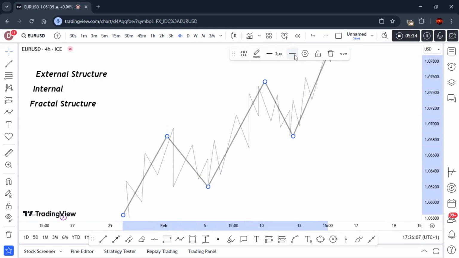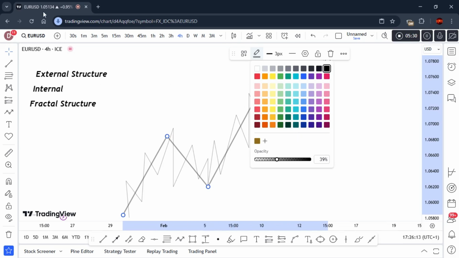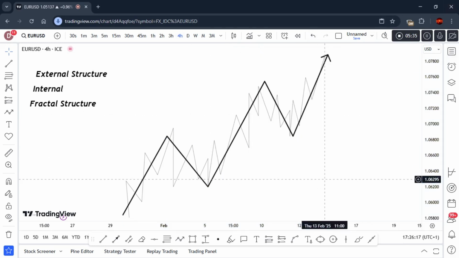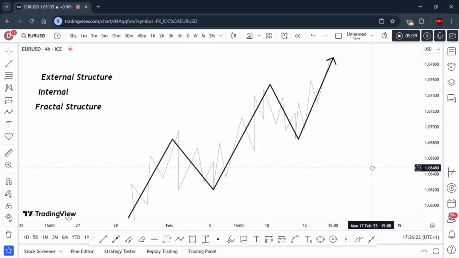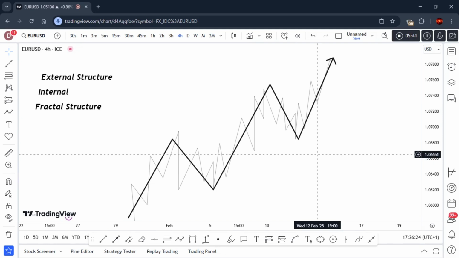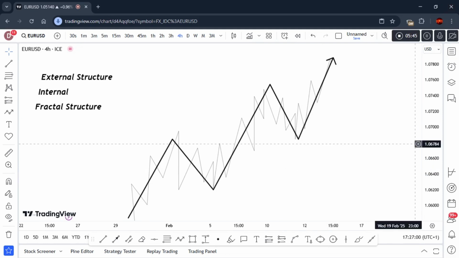Let me make this bigger, and increase the opacity. Okay. So now, this big line, this thick black line, is the external structure. This big black line is the external structure, right?